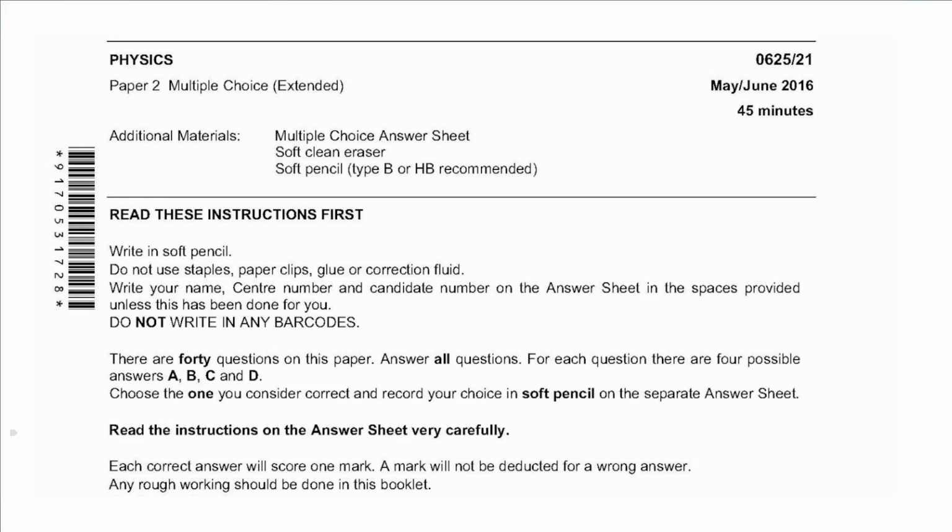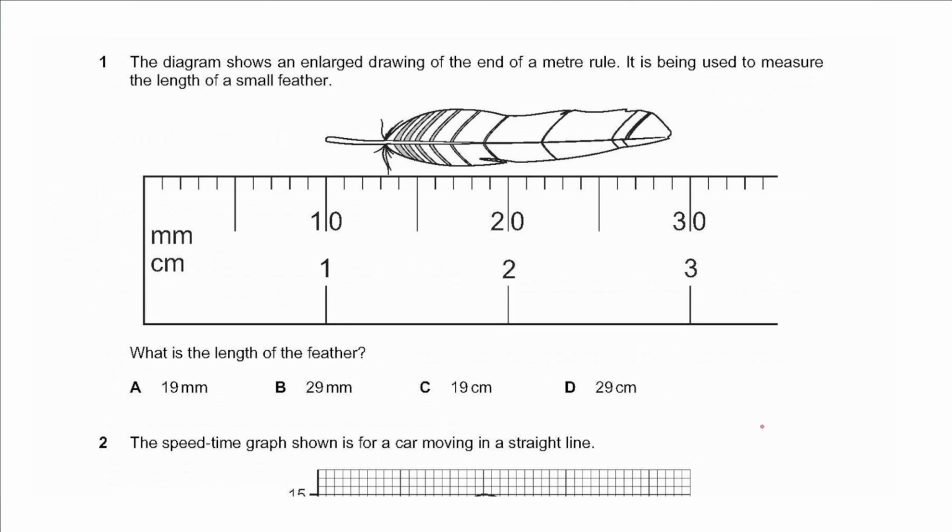In this video, I will be solving the paper 2 exam for May-June 2016 variant 1. So let's get started. Question 1 says a diagram shows an enlarged drawing of the end of a meter rule. It is being used to measure the length of a small feather. What is the length of the feather?